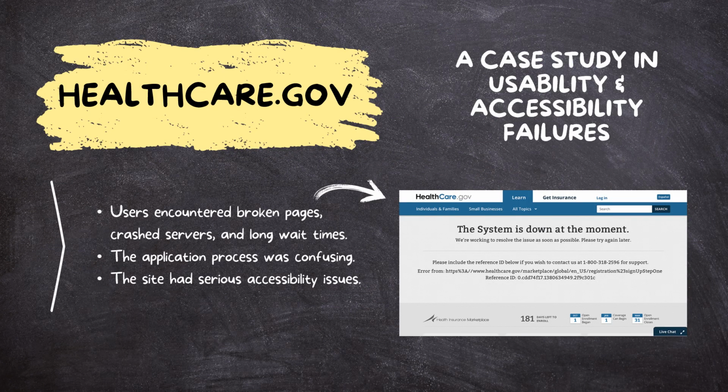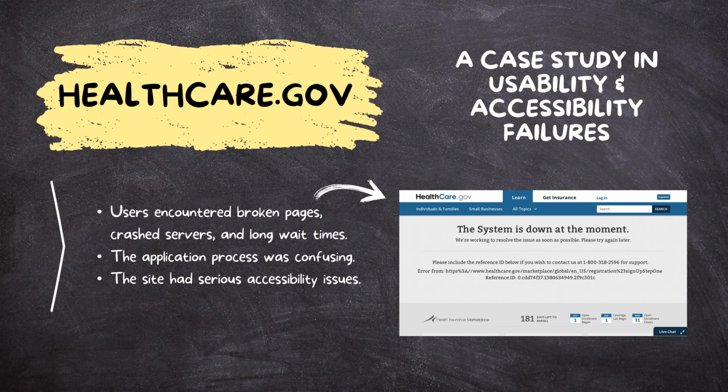So yes, we've been talking about healthcare.gov because it's been sort of a case study in usability and accessibility failures in the beginning launch. And there are different reasons why. Maybe the site was rushed, and they didn't have the opportunity to review and make sure that it was usable and accessible, but these are things that we have to think about as web designers, as UI and UX designers.